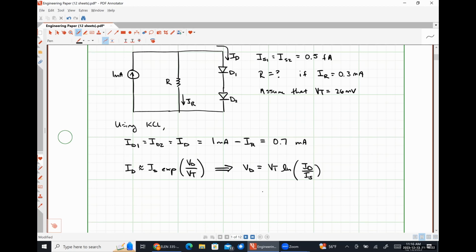So that means our diode voltage is 26 millivolts times the natural log of 0.7 times 10 to the minus 3 amps over 0.5 times 10 to the minus 15 amps, which comes out to be 0.727 volts. Where can we go from here?